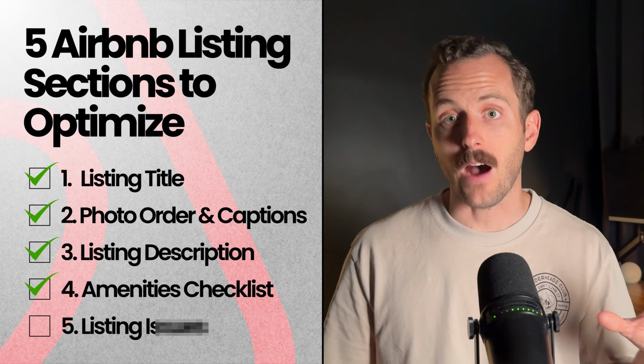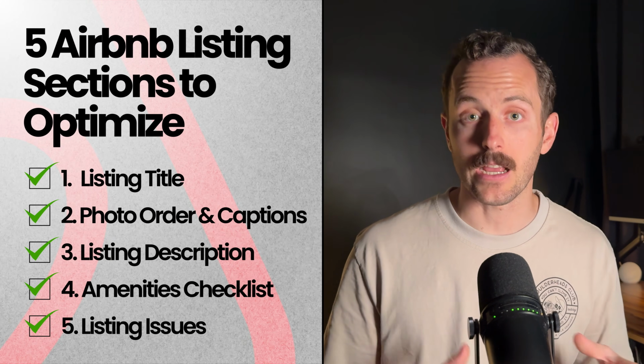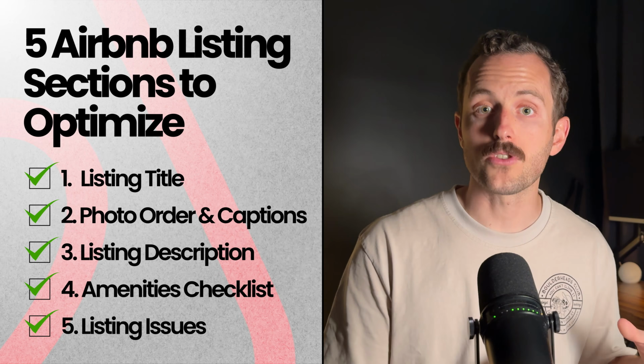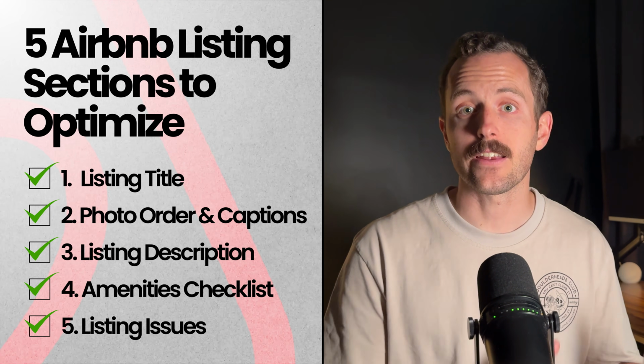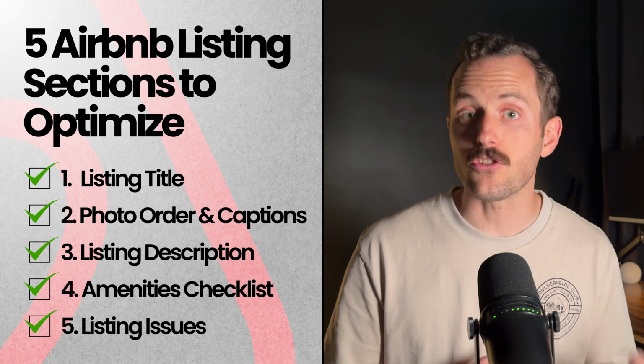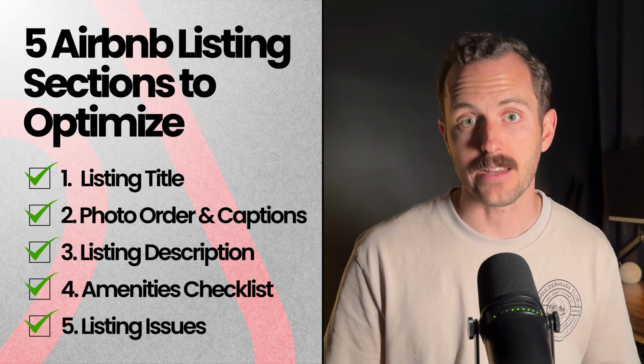Now, section 5 is the one I teased at the beginning of this video. And it's the section that most hosts have literally never opened. It's the listing issue section inside your Insights tab, and it's the most dangerous section on your entire Airbnb dashboard. Here's why. Airbnb uses a 3-strike system for listing suspensions. If your listing accumulates 3 strikes, Airbnb can suspend it, and sometimes that suspension is permanent. The worst part is that these strikes can stay on your profile for over a year, and most hosts have no idea that they even exist.